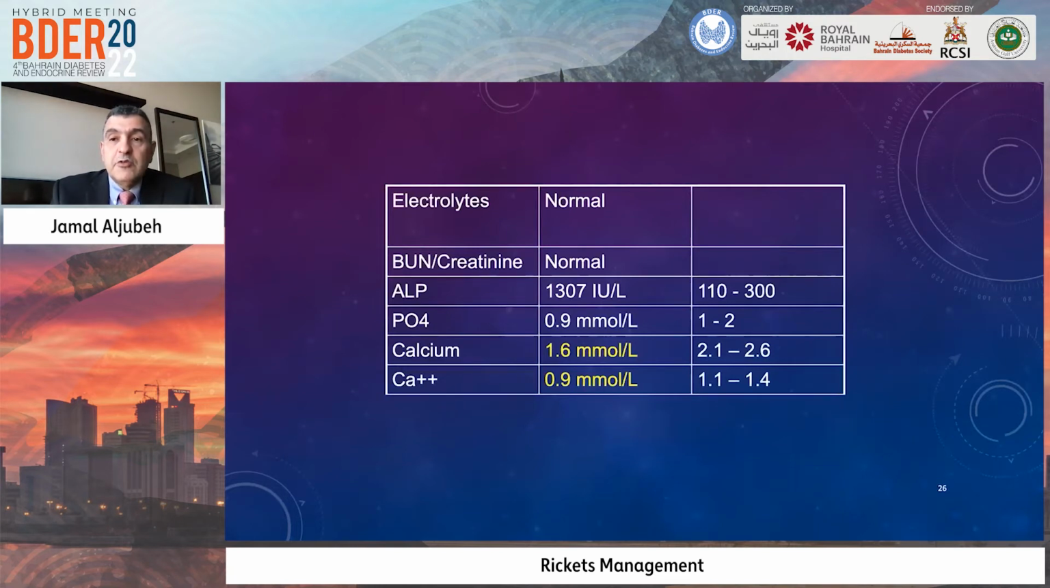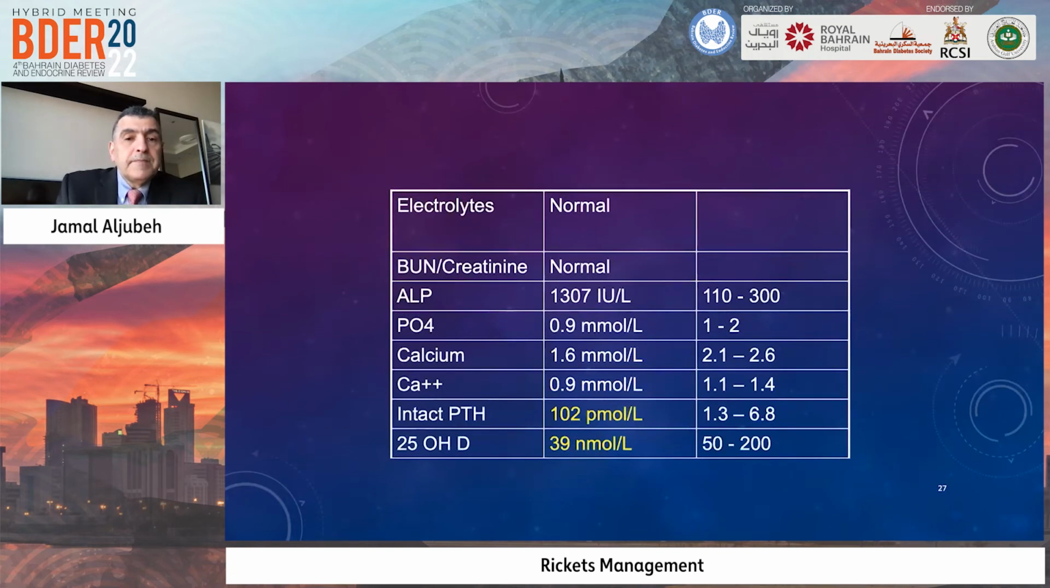So now we know for sure that this is a calcipenic rickets, and we know that it's a severe form of calcipenic rickets. The parathyroid hormone was extremely elevated, again going with severe calcipenic rickets because of the deficiency in calcium will stimulate the parathyroid hormone.